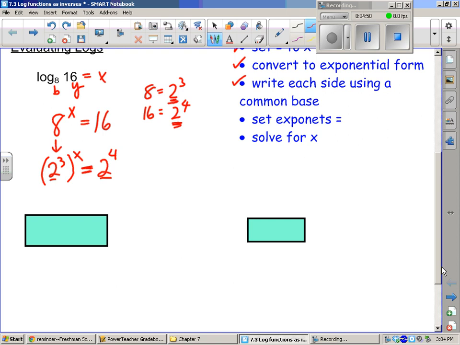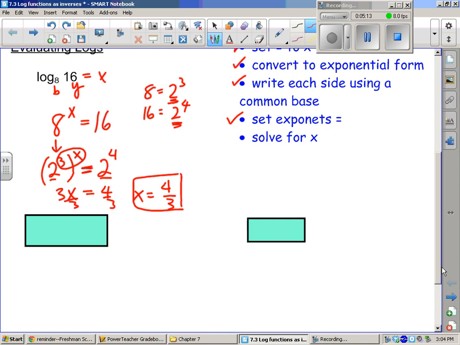Okay, the next step is set the exponents equal to each other. Now, I've got a power raised to a power, so we multiply, right? That's 2 to the 3x. So 3x and then 4. Those are our exponents. And if 3x equals 4, divide both sides by 3, then our answer is 4/3.